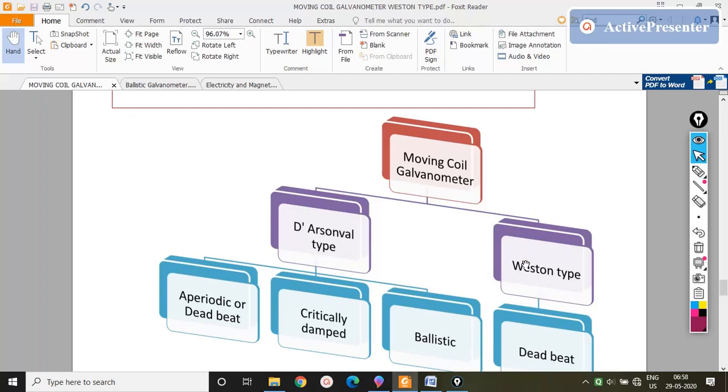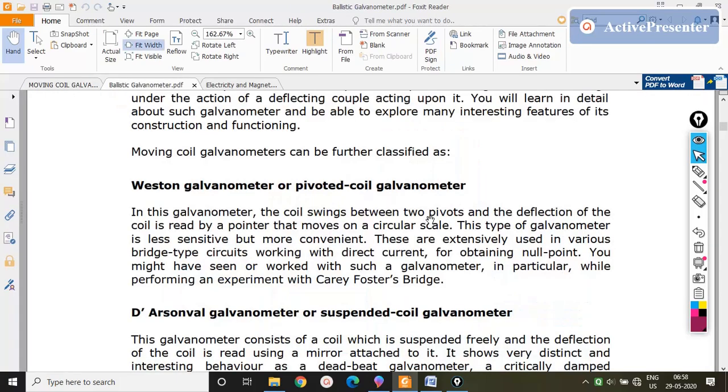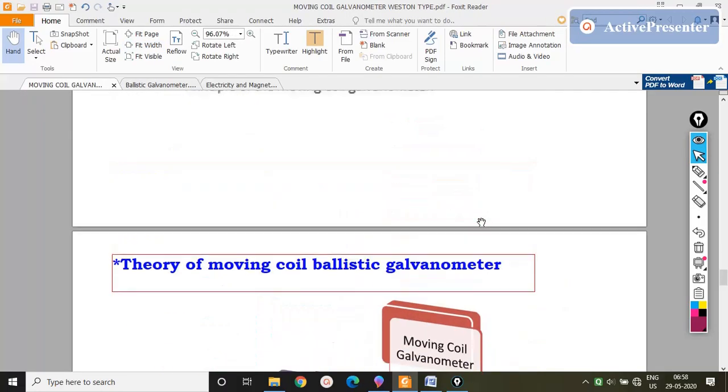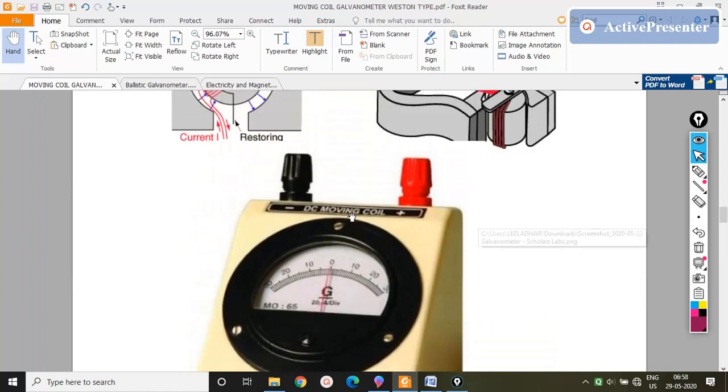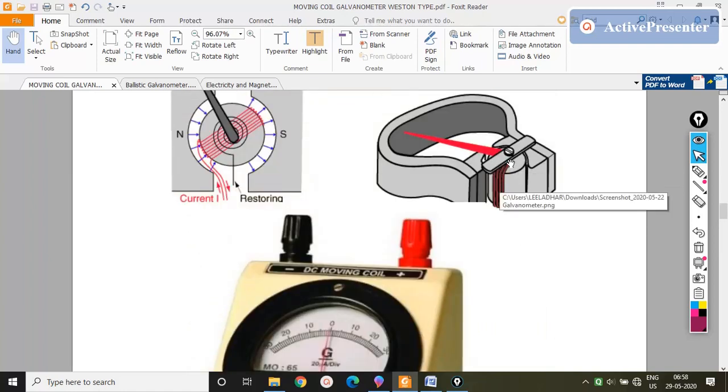Moving coil galvanometers are either Western type or de Arsonval type. In the Western type, you have a coil which is pivoted, and the coil moves between the two pivots, and the deflection of the coil is read by a pointer that moves on a circular scale. If you remember, we showed such a galvanometer. You have a coil, you have a hair spring, the hair spring is attached to the coil and the pointer is attached to the hair spring. So when a deflection arises due to current, the pointer swings and it gives you a record of the current which is passed through the galvanometer.